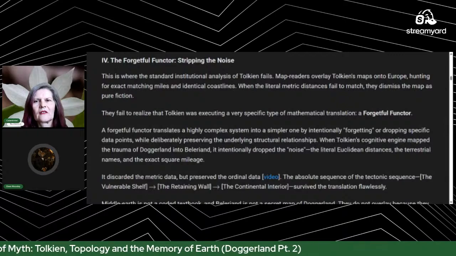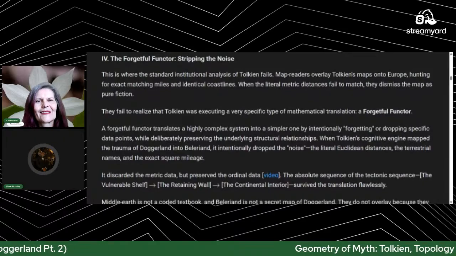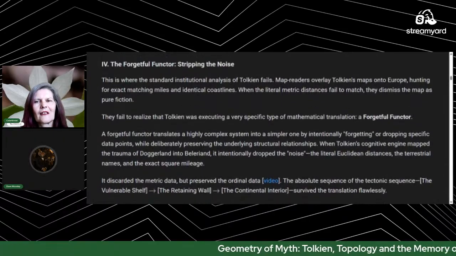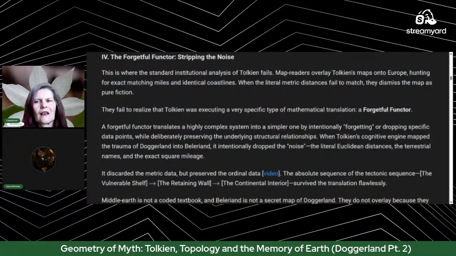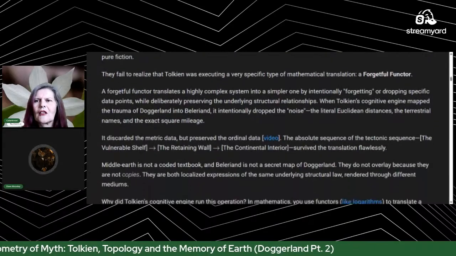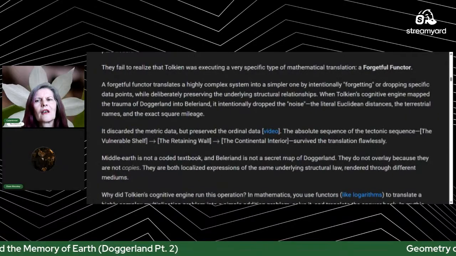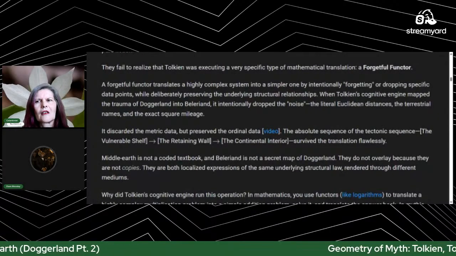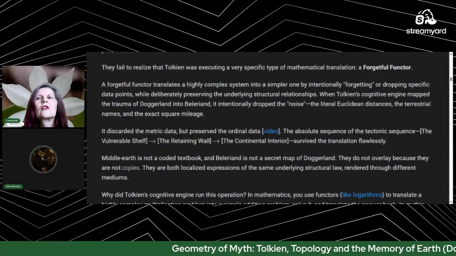When the literal metric distances fail to match, they dismiss the map as "pure fiction." They fail to realize that Tolkien was executing a very specific type of mathematical translation. It's known as a forgetful functor. The forgetful functor translates a highly complex system into a simple one by intentionally forgetting or dropping specific data points while deliberately preserving the underlying structural relationships.